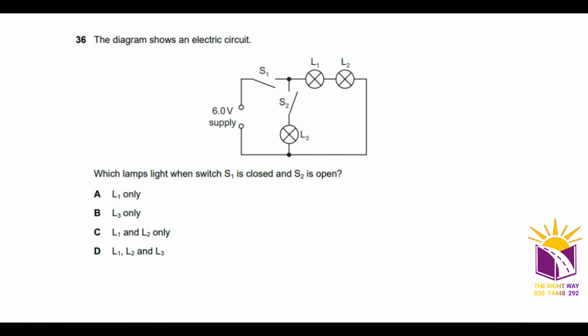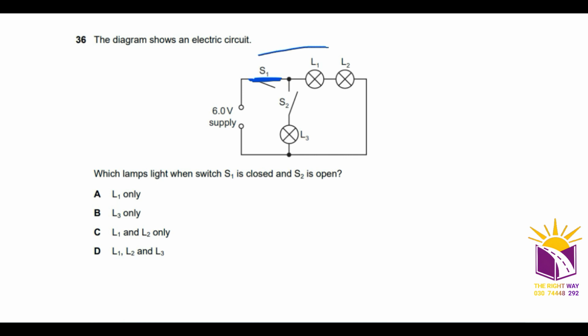Question number 36. The diagram shows an electric circuit in which L1, L2 and L3 are the three lamps, and S1, S2 are the two switches connected with the 6 volt supply. Which lamp lights when the switch S1 is closed and S2 is open? This one is closed and this one is open.